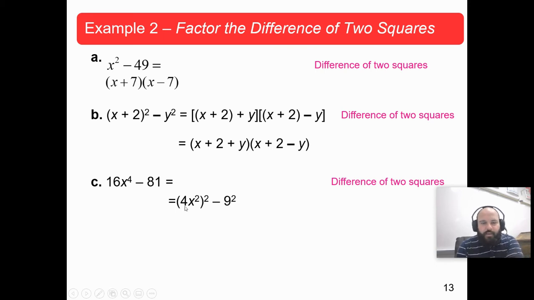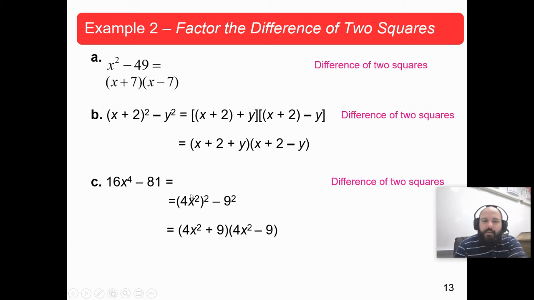So what we end up with is 4x squared for my u, and then 9 is going to be my v. So what we can now do is fit it into the formula. u squared minus v squared is equal to u plus v, u minus v. And so 4x squared is my u, and then 9 is my v. As you can see, it fits right into the formula: 4x squared plus 9, 4x squared minus 9.